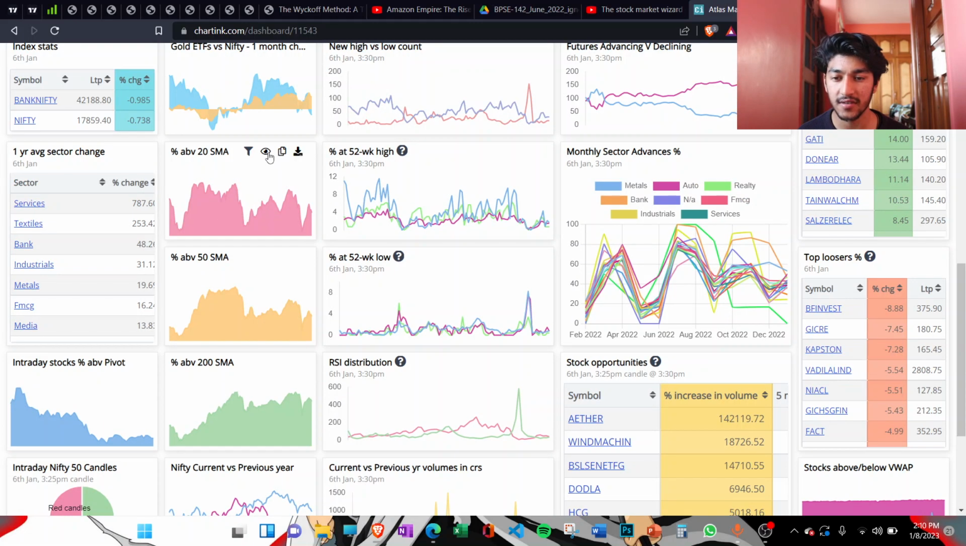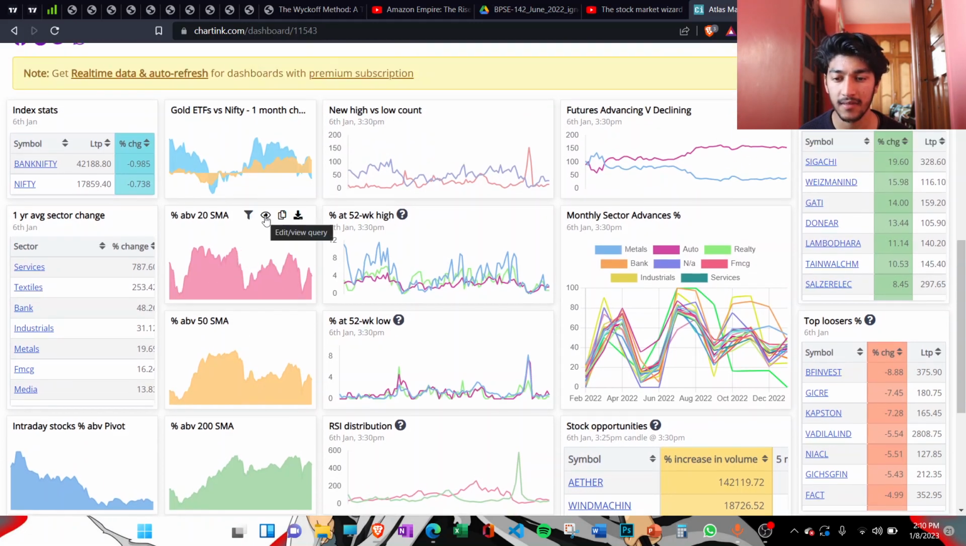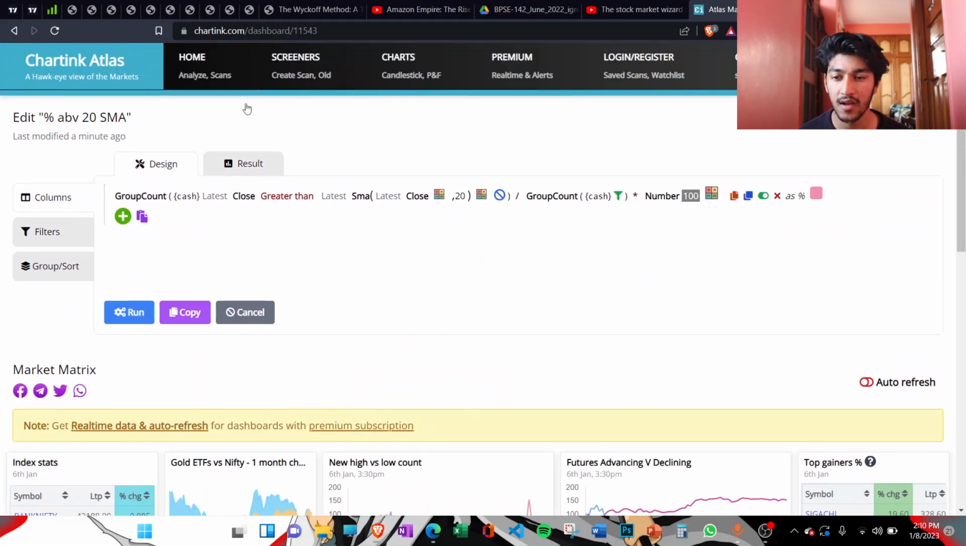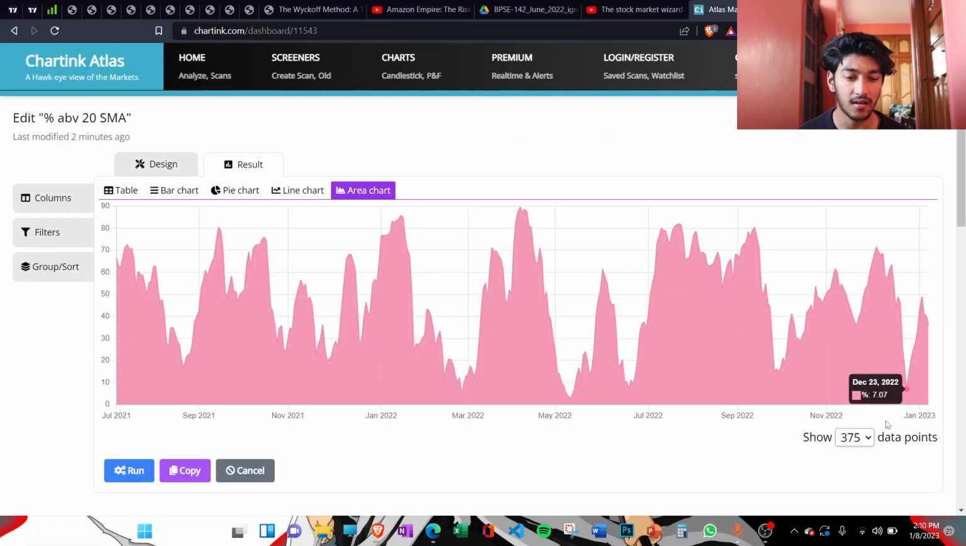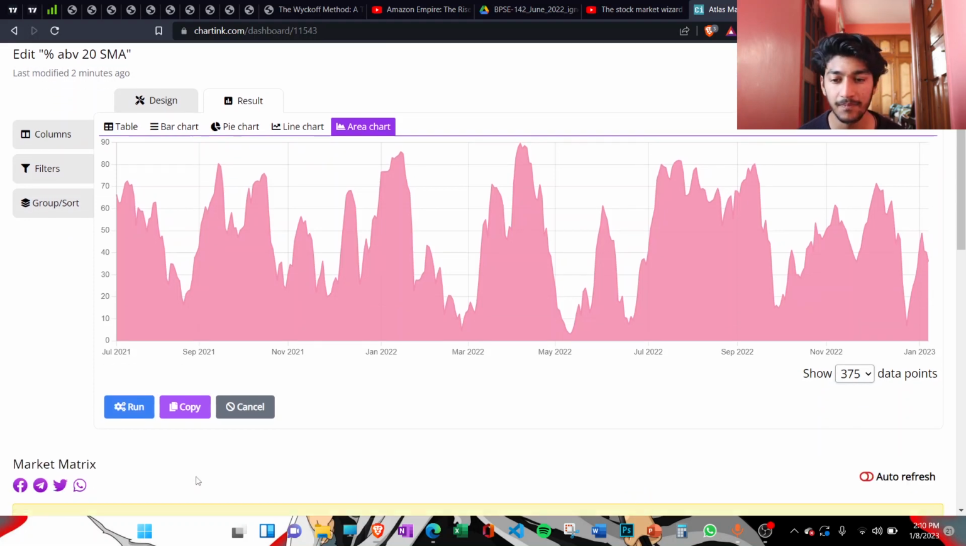So the first important data point that we have is the percentage of stocks above the 20-day simple moving average. How is that useful? Just do the same thing. Show data points, take it to the maximum. What you will notice is that you can see this broader range from around 70% to around 80-90%. So let's take a broad range from 70% to 90%.